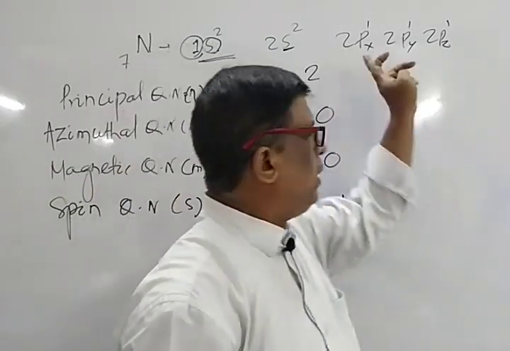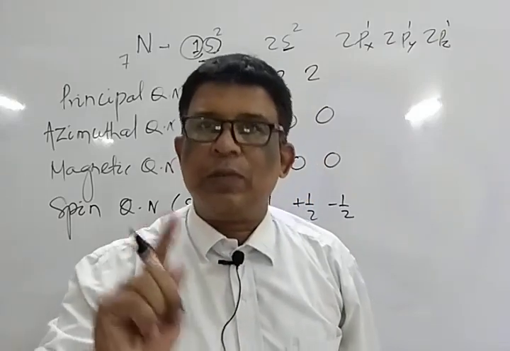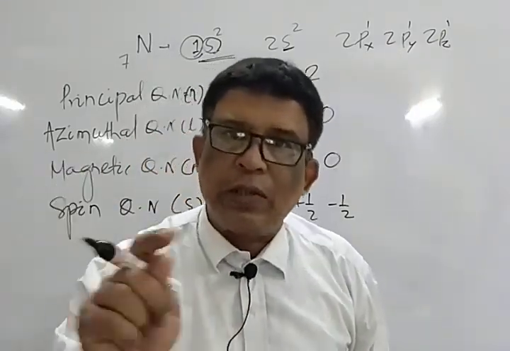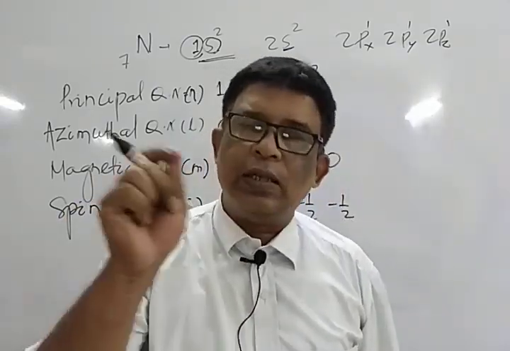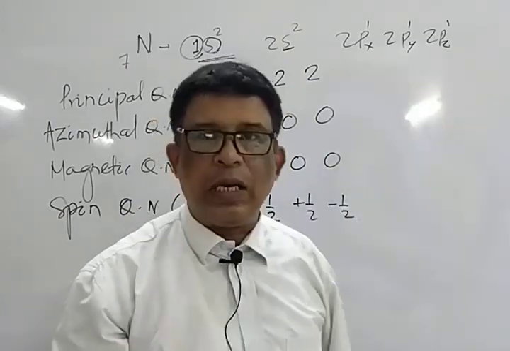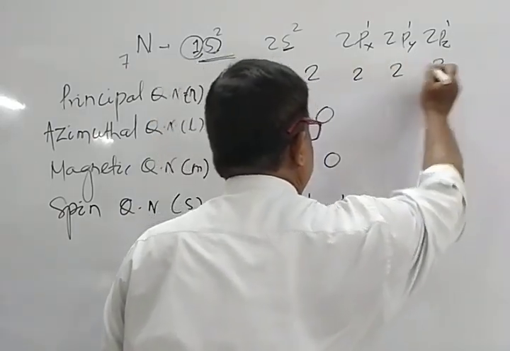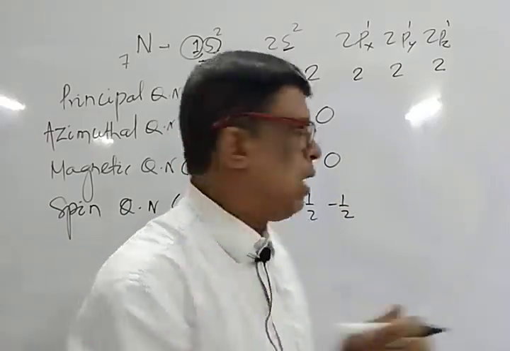Next, 2px1 means 1 electron is there in the p subcell of the second cell. 2py1, 1 electron is there in the p subcell of the second cell. 2pz1, 1 electron is there, that is 2p, that means the p subcell of the second cell. So in each case, the principal quantum number is 2. As it is the p subcell, the azimuthal quantum number is 1.